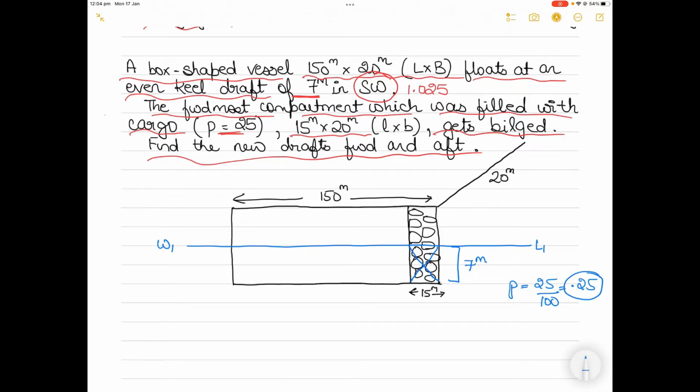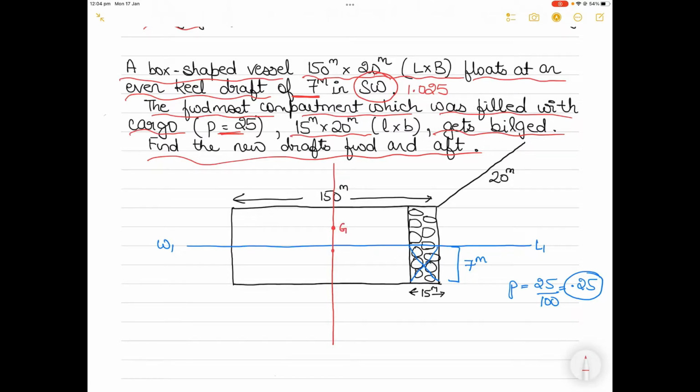All right, so this is the situation, and let's now mark some of the important bits and pieces here. So we have the original center of gravity, center of buoyancy, and center of flotation all will be in one line. So now when it's a box shaped vessel and it's even keel, remember that I'm not confusing you. When it's a box shaped vessel and it's even keel, your center of gravity, center of buoyancy, and center of flotation all will be in one line.